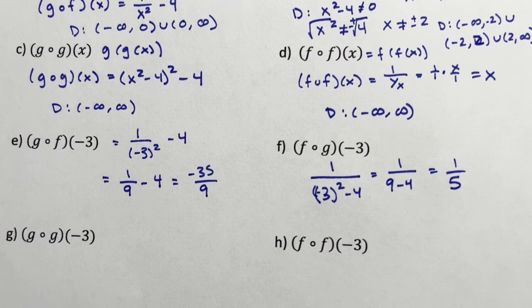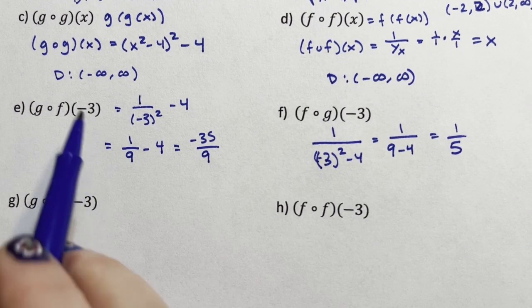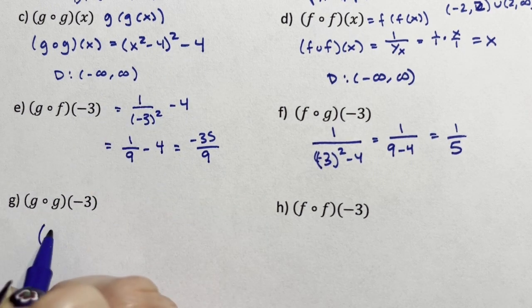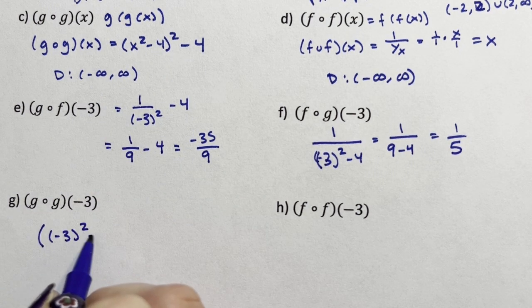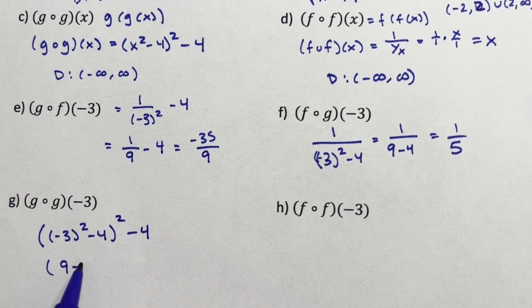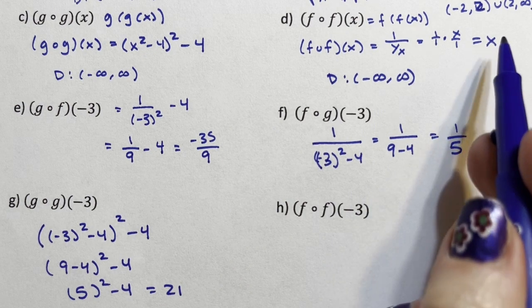For the next one, for g of g of -3, it looks ugly. Oh, it looks so ugly. But let's see what happens. -3 squared minus 4 squared minus 4. So 9 minus 4 squared minus 4 is 5 squared minus 4. That's 25 minus 4. That's 21. All that, and this one is just x.